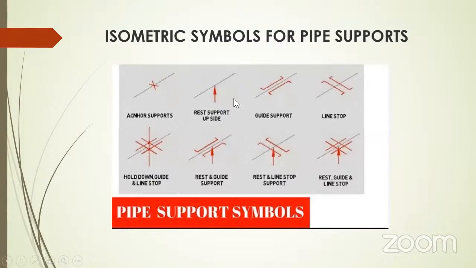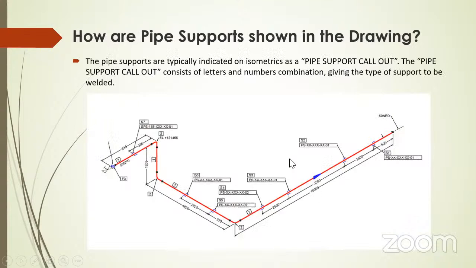So these are all the symbols we are using here. The different symbols are hold down, guide support, line stop. Based on the requirement, some legend is there. And then how are pipe supports shown in the drawing? From the isometric drawing itself, we can come to know what all the supports we have provided. Comparing with the piping layout and at the site, with the isometric drawing, you can easily come to know the piping support type. These all supports are guide supports. Here also guide, here also guide. Somewhere there will be a fixed one. So these pipelines are allowed to move to some extent, some 3 mm gap.